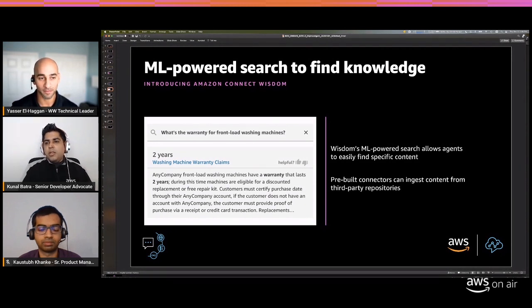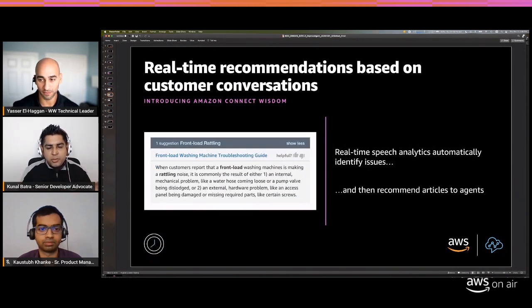That makes sense. And again, you're saying that Wisdom connects with different data repositories, and then from there, it automatically picks up relevant information based on what's happening in the call? Yeah, exactly. So, as was mentioned earlier with Contact Lens real time, we're going to try to understand the issue that the customer is talking about.